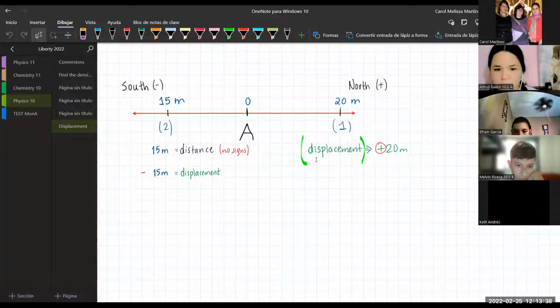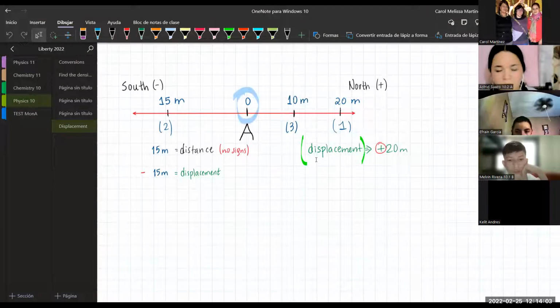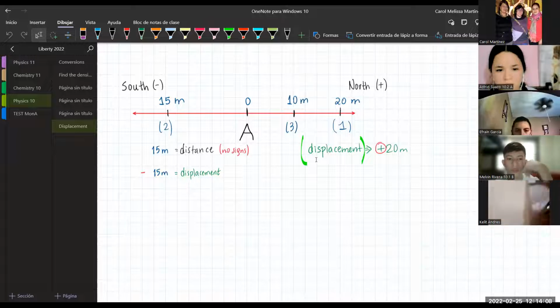Now a person goes to the point 3. This point 3 is located at 10 meters. And I ask you, what is the displacement from the point A to the point 3? Plus 10 meters. Just remember this. Do not forget, displacement is all about directions, okay?